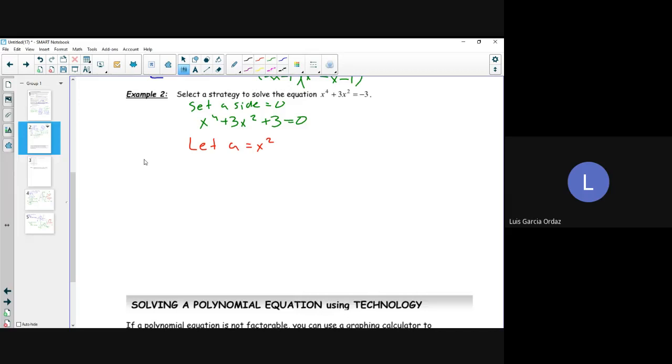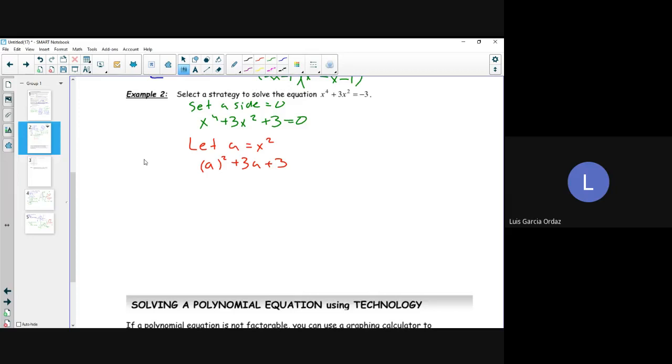Sir, is it only because the constant is positive? It's because the constant's positive and because the exponents are all even exponents. Okay. So they will never be less than 0, unless you have 0. So we're going to let a equal x squared. So we have a to the power of 2 plus 3a plus 3. So now, Yusuf, can we use sum and product now?